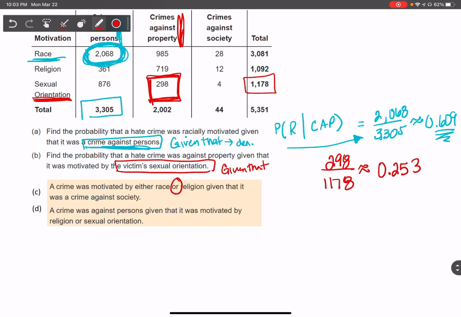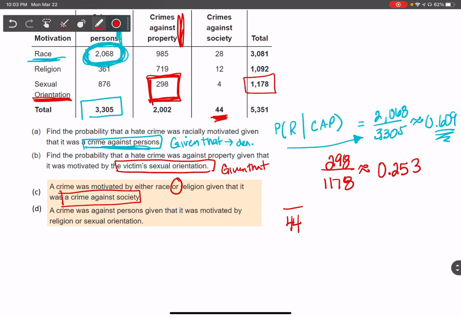All right, a crime was motivated by either race or religion, given that it was a crime against society. Okay. All right, so because it says or, it looks like we're going to have to do some addition here, just like from section 10.7. Now let's look at what we're looking at. Given that it was a crime against society. So crimes against society is 44, so I know that's going to be my denominator because it says given that it was a crime against society.